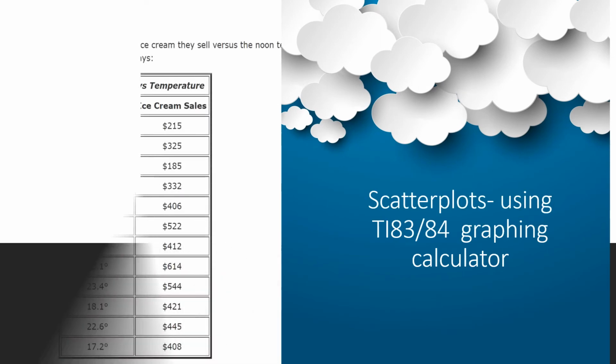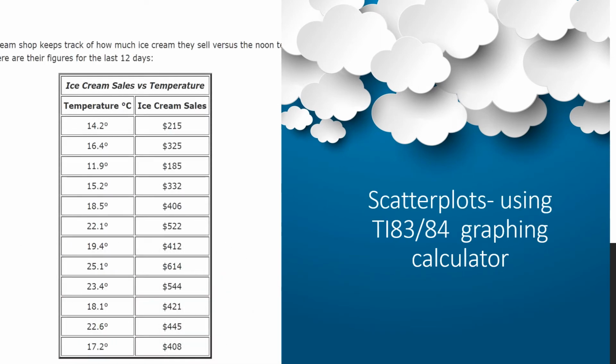So using TI-83 and 84, let us see how to draw the scatter plot and how to fit the line of best fit for this example, where the shopkeeper has some information about his ice cream sales during the temperatures given in a particular day. For 12 days, he has collected the information about the sales, and the temperature is taken as our x-axis. Ice cream sales is taken as the y-axis. Y-axis is our response variable. The temperature is our x variable.